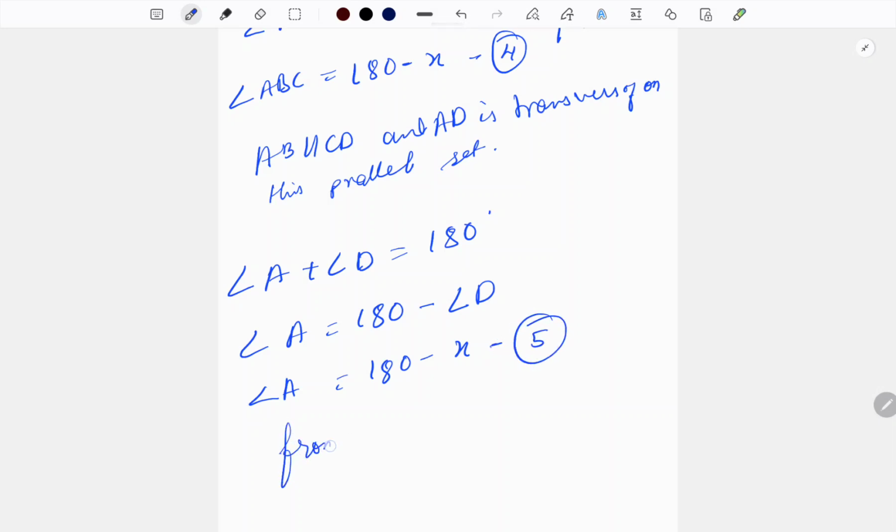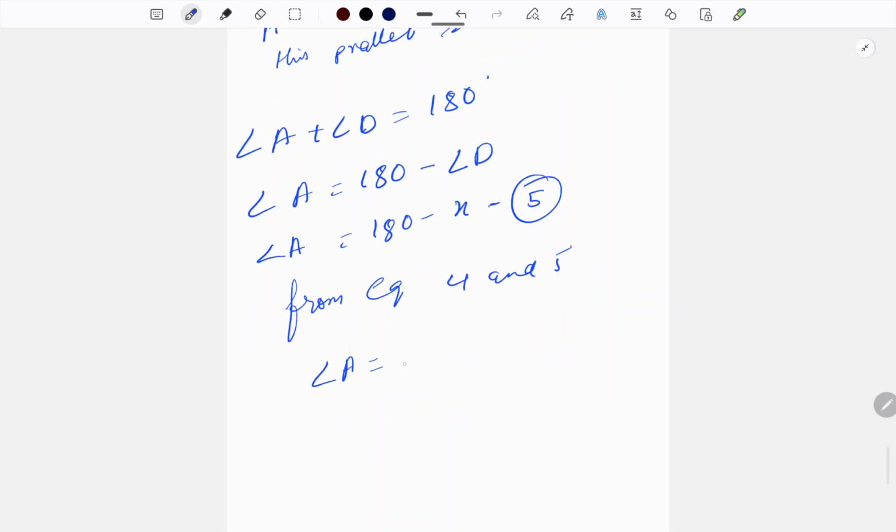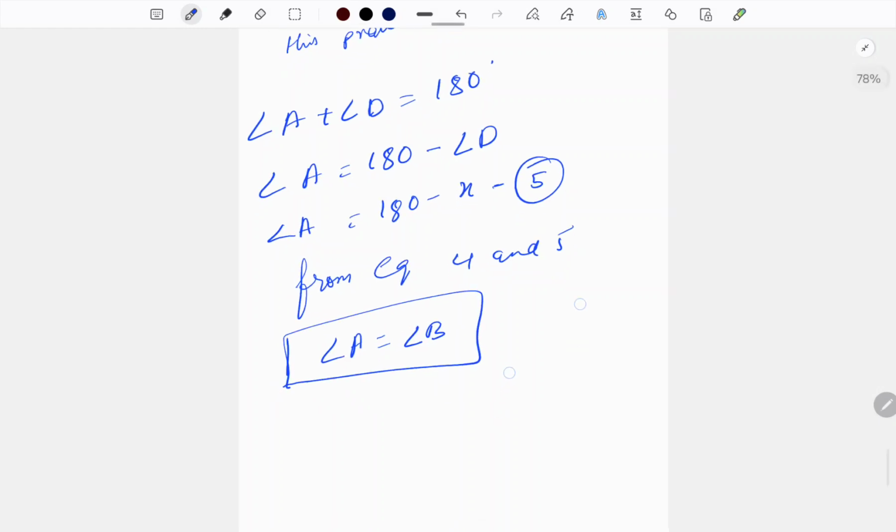So from equations 4 and 5, angle A is equal to angle B. ये हो गया हमारा proof.